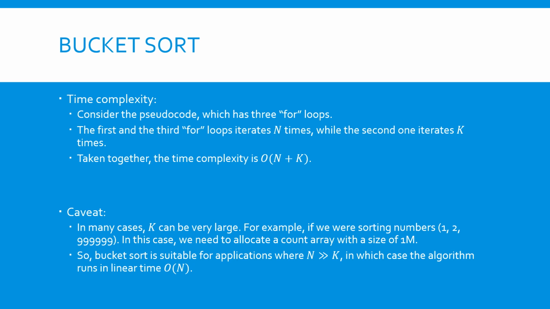One caveat for applying the bucket sort algorithm is to know that k can be very large sometimes. For example, if we use the algorithm to sort 1, 2, and 999,999, we will have k equal to 999,999, and the algorithm runs very slowly. In addition, because the counter array C has a size of k, the algorithm may use much more memory than we think. So, the best use case for the bucket sort algorithm is when we have n much larger than k. And in this case, the algorithm will run in linear time, O(n).